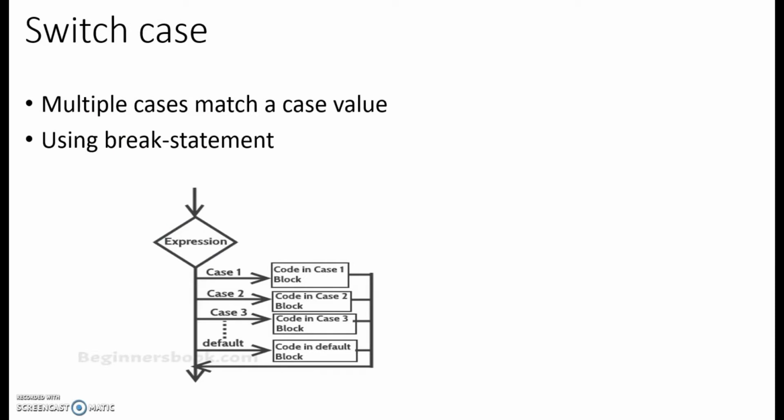For the switch case statement, multiple cases may match a case value. If multiple cases match a case value, the first case is selected. In case no matching cases are found, the program continues to the default label. If no default label is found, the program continues to the statement after the switch.